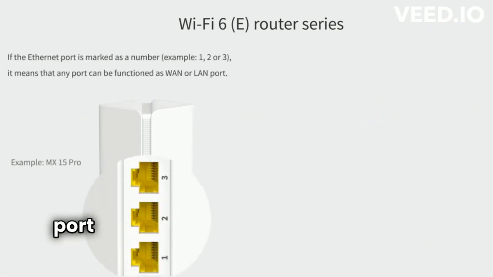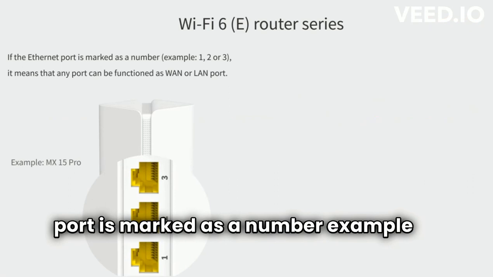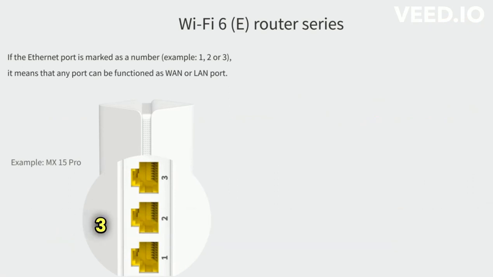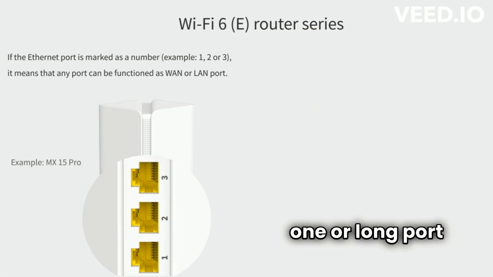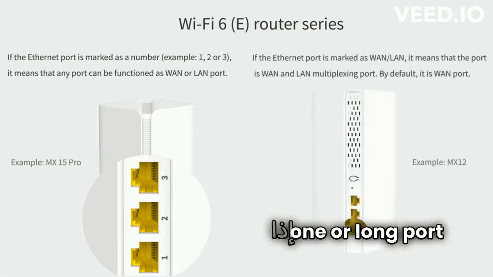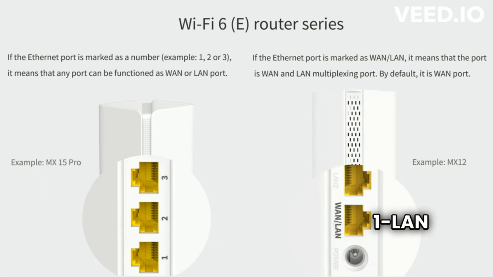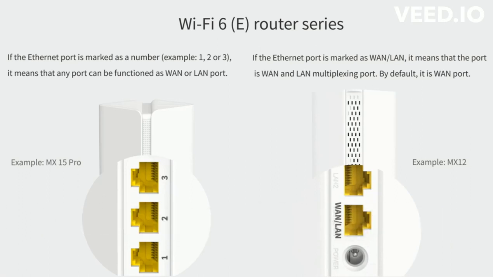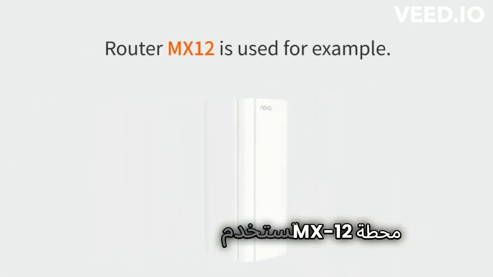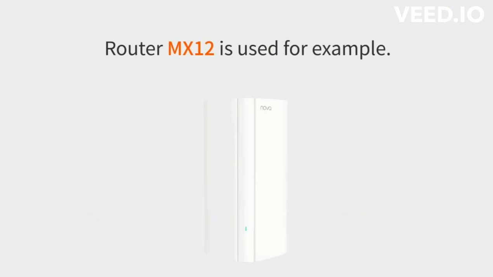If the Ethernet port is marked as a number, for example 1, 2 or 3, it means that any port can function as a WAN or LAN port. If the Ethernet port is marked as 1/LAN, it means that the port is a WAN and LAN multiplexing port. By default, it is a WAN port. Router MX12 is used as an example.